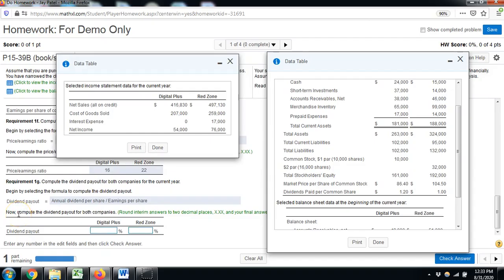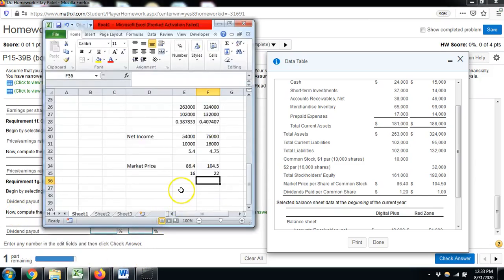Okay, now compute the dividend payout for both companies. Okay, so we basically have our earnings per share here already calculated, and the dividends per common stock is right here. And so the ratio is dividends per share divided by earnings per share. So 22% and 21%.